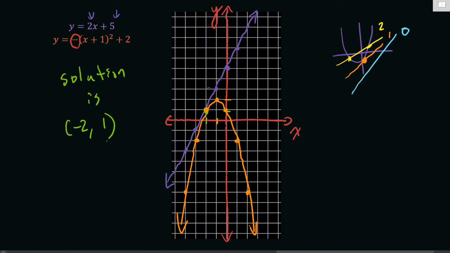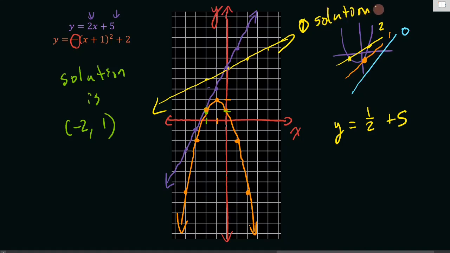And just since we're here, if our linear equation had instead been, let's say, y equals half x plus 5, right? Then you would have had a line that looks something like this, which is above the parabola everywhere. So this one would have 0 solutions. Okay, and that's quadratic linear systems with nice integer values, which is most of what we care about for your understanding, at least.